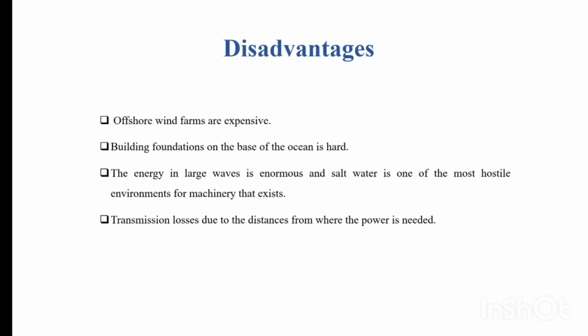Now let's discuss some of the disadvantages of floating windmill turbines. Offshore wind farms are expensive. Building foundations on the base of the ocean is very hard. The energy in large waves is enormous, and the salt water is one of the most hostile environments for machinery that exist. Transmission losses due to the distances from where the power is needed are extremely large.